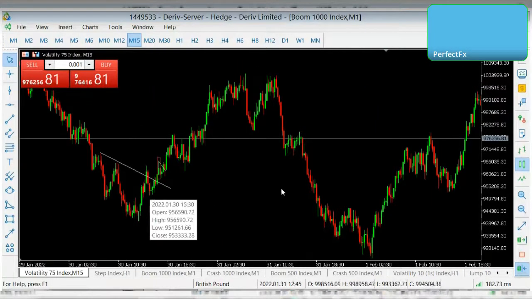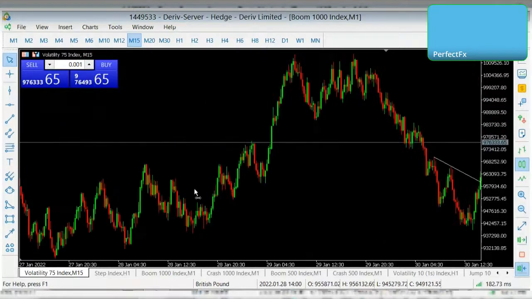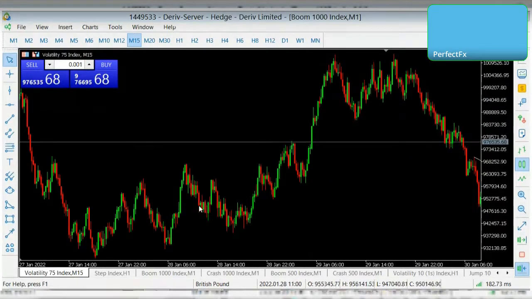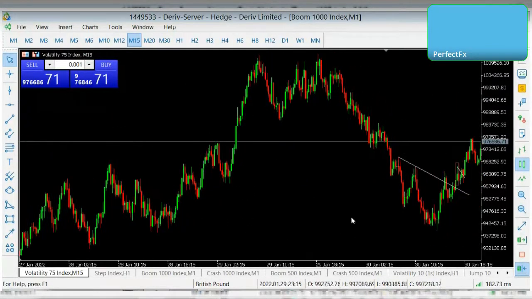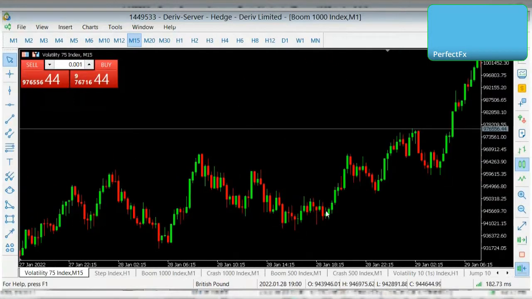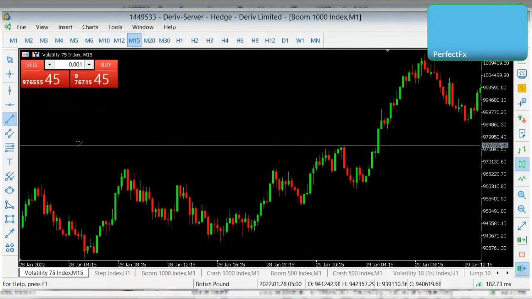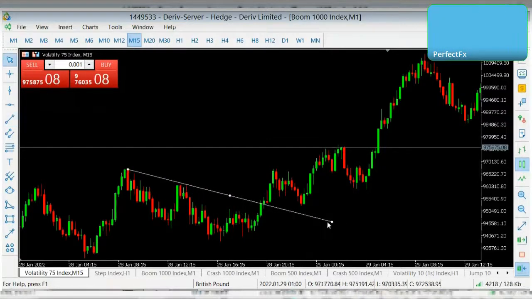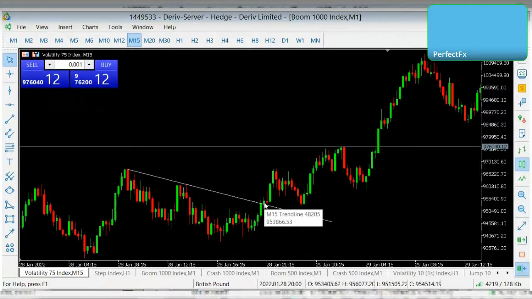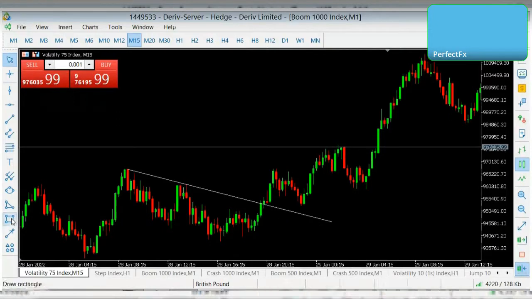Can you see how profitable this strategy really is? So guys, this trendline strategy I use on the VIX index market also works on other VIX commodities. It works both for buys and sells.